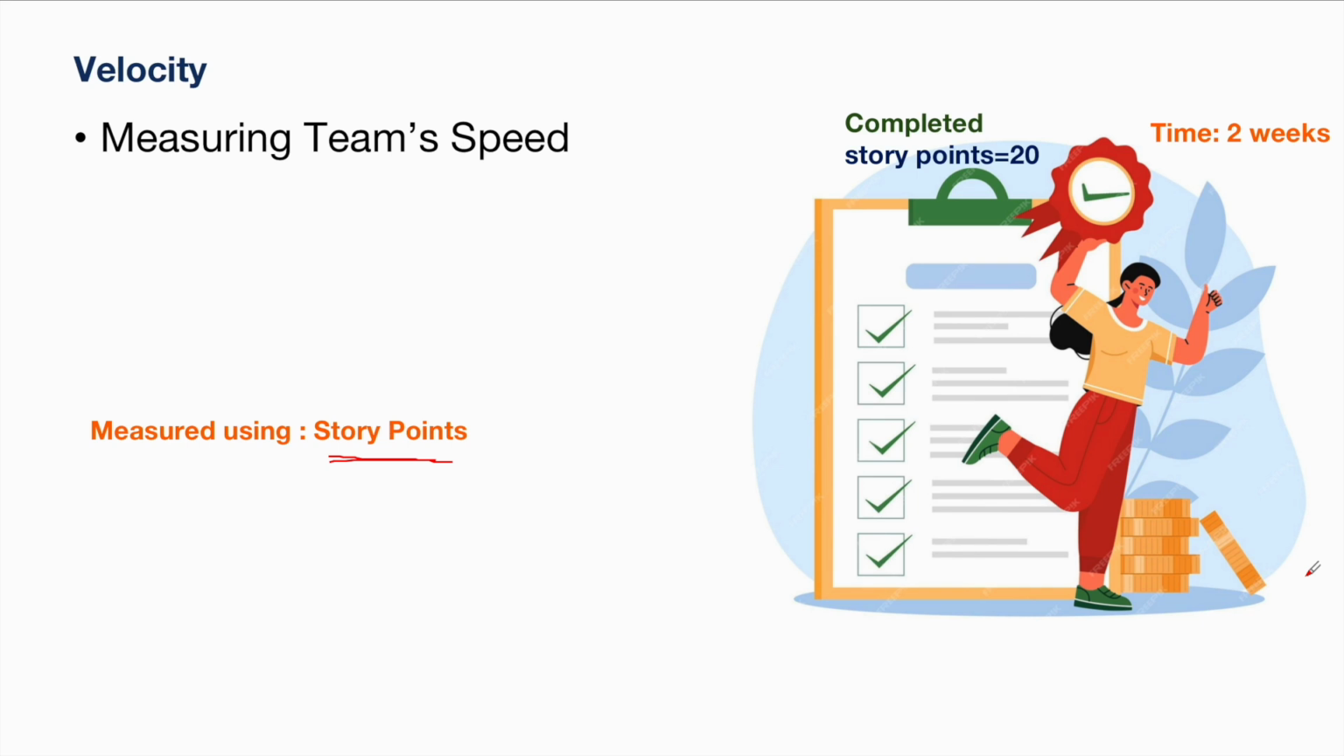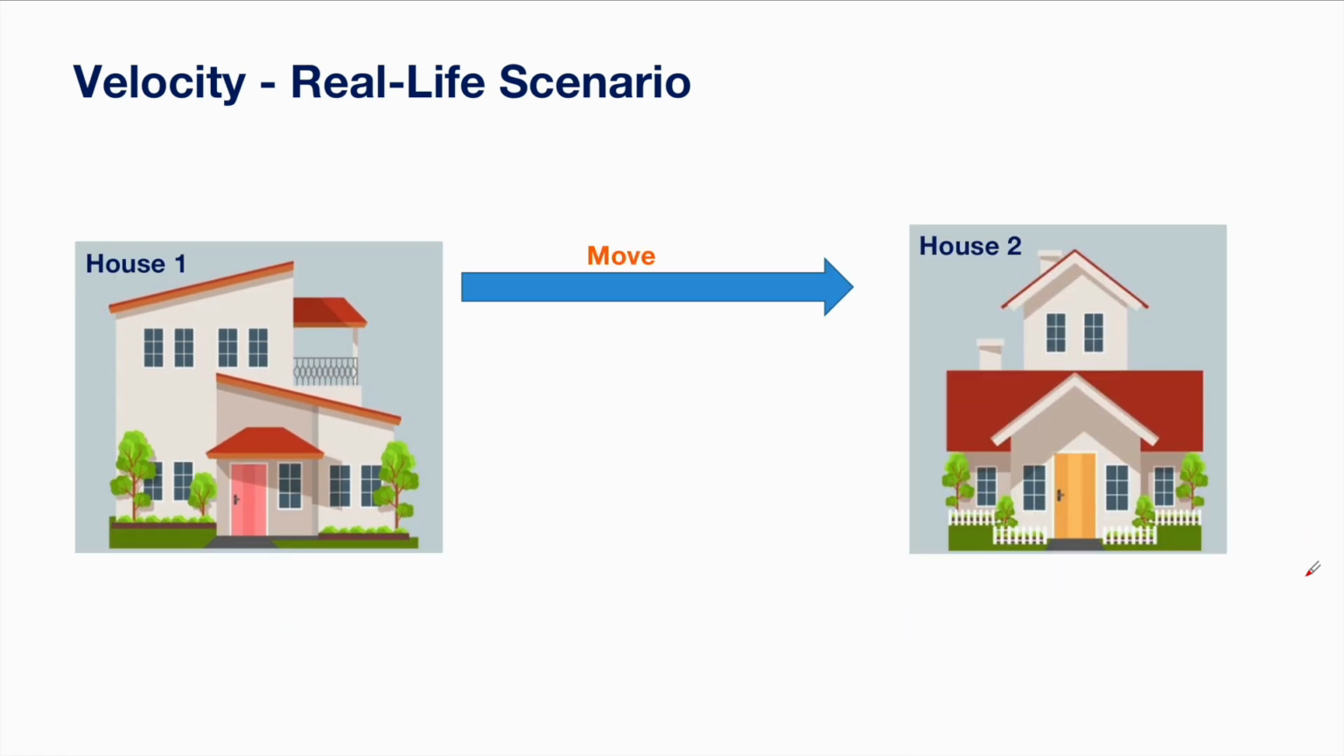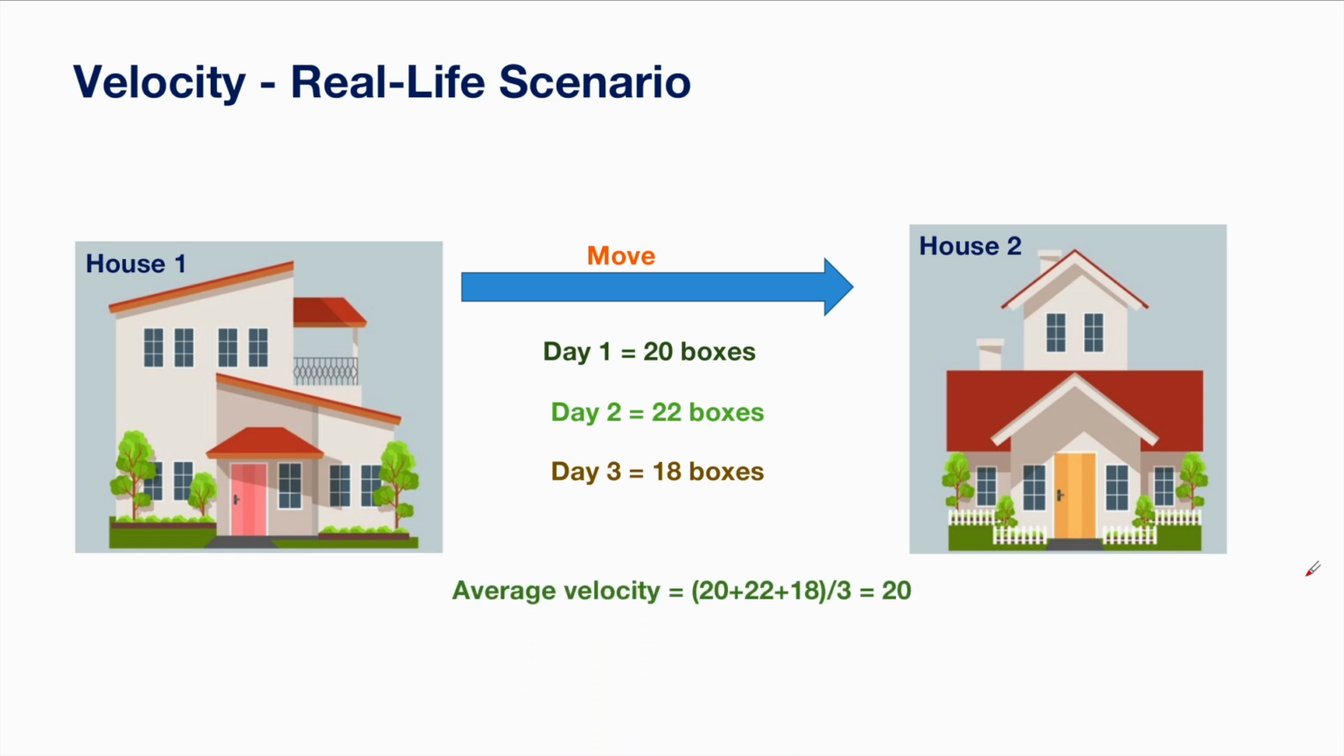Let us understand velocity with a real life scenario. Imagine you are moving from house 1 to house 2. On day 1 you are moving 20 boxes and in day 2 you are moving 22 boxes, and imagine in day 3 you are moving 18 boxes. It means your average velocity is 20 plus 22 plus 18 divided by 3, which is equal to 20.